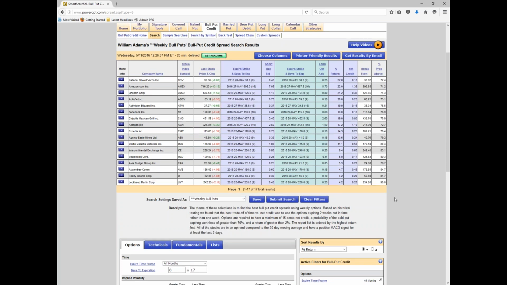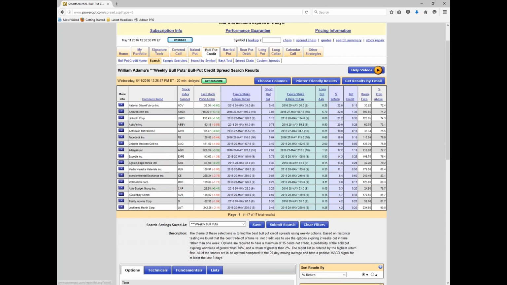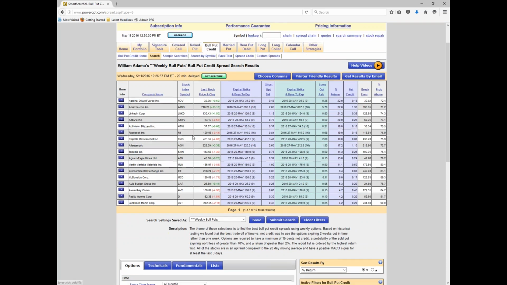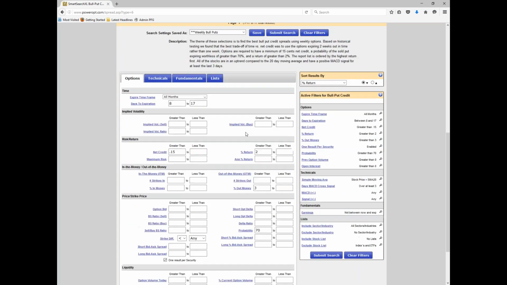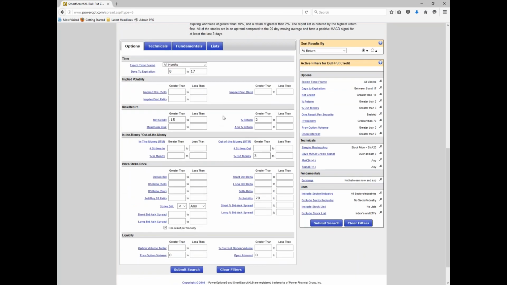So anytime you go into PowerOptions, you go into the search, if you're in covered calls, naked puts, debit spreads, or credit spreads, you'll be able to scroll down below the listed trades and set the default setting to use as a stepping stone for weekly bull puts. The reason why I'm bringing this up is I want to show you some of the concepts and some of the criteria that Ernie and I have tested that we feel works better over a longer time horizon for both bull put credits and bear call credits.